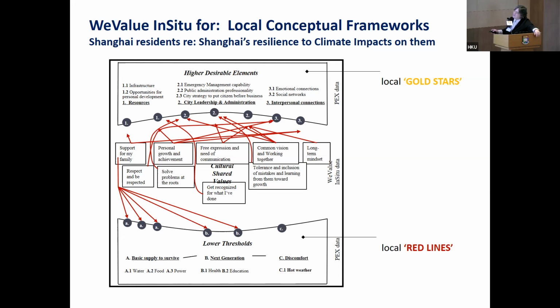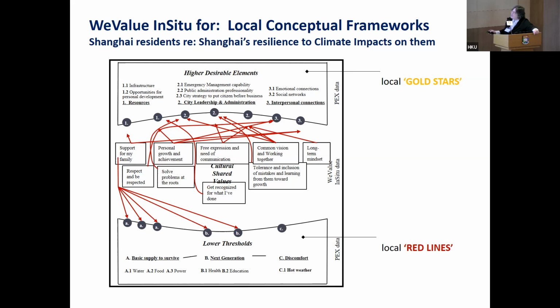The difference is we then go to a second part where we talk to them specifically about climate impacts. And then we find out there are gold stars. There are particular areas that would encourage them to stay in Shanghai even when climate impacts were hard. And there are things that would cause them to leave. For example, anything that affects the health of my children, and I'm gone. I'm out of here. But if there's only a little bit of discomfort, it's not a problem. But if there's a lot of discomfort in hot weather, then I might begin to leave.